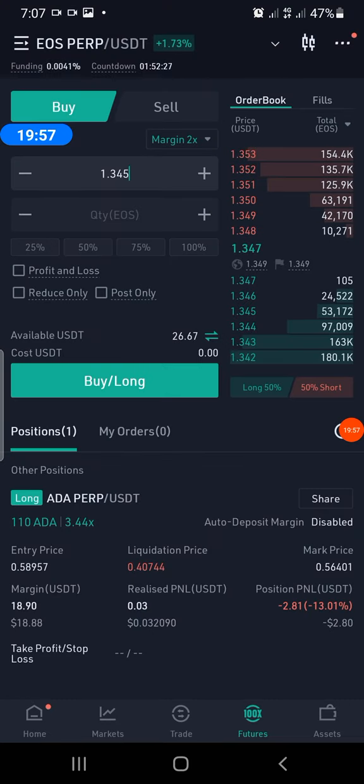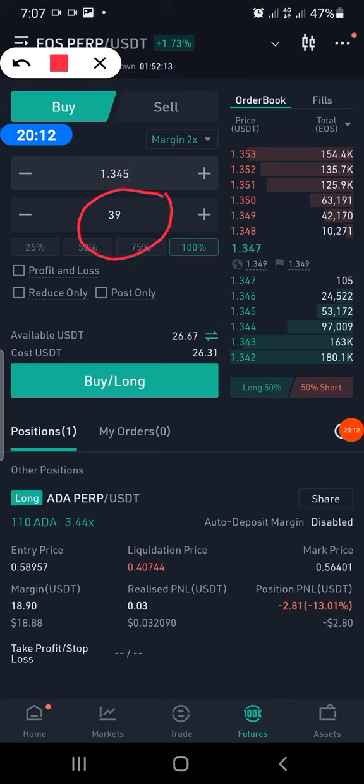Now, let's use this as an example. I have $26, and I put the maximum. Can you see now that my purchasing power allows me to purchase more than $40, more than $50 worth of these coins? This should be around double my capital. This is the power they gave me, the amount they allow me to purchase. Normally my $26 cannot purchase this quantity, but because I'm using a 2x leverage, they will double my purchasing power for me.